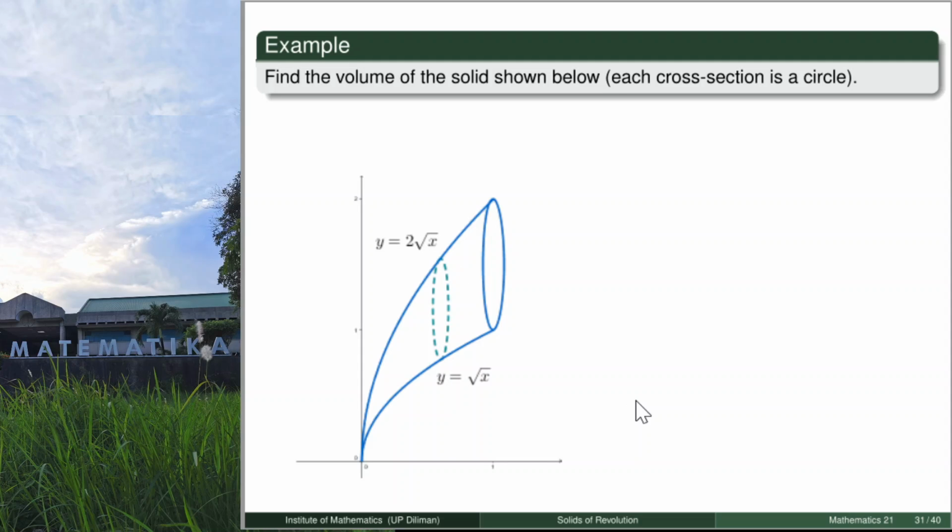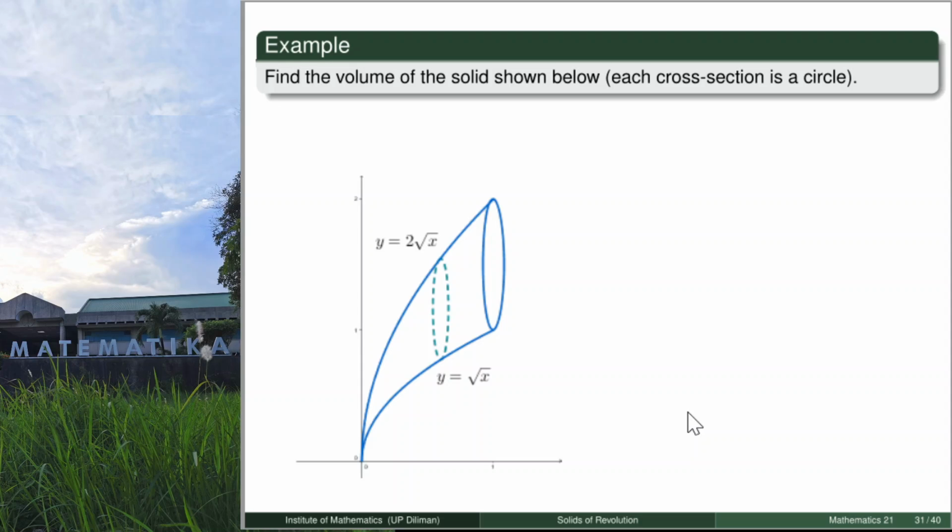So what do we ask first? We want to know, are we going to slice the solid vertically or horizontally? Or in other words, do we slice the x or the y-axis? Notice that the cross-sections are circles, and they are perpendicular to what axis? It is the x-axis. So that means we should be slicing the x-axis. And since we are slicing vertically, that means we choose the variable x.